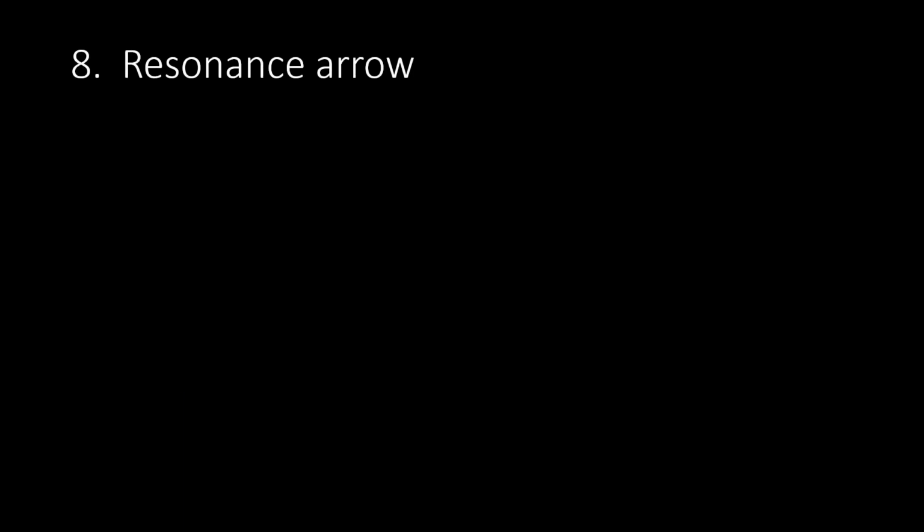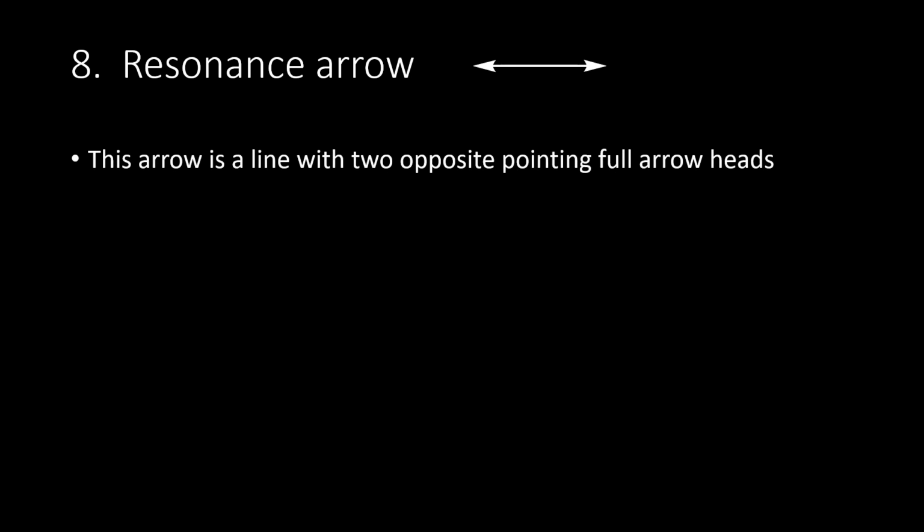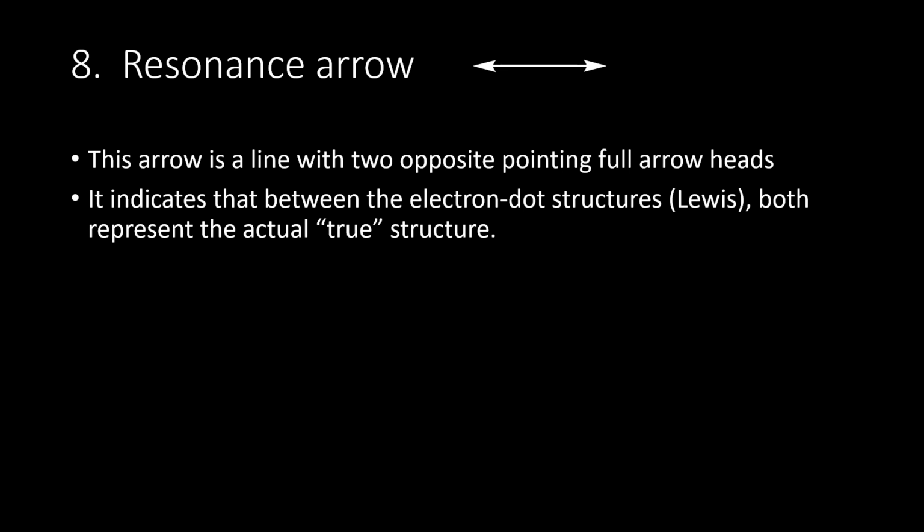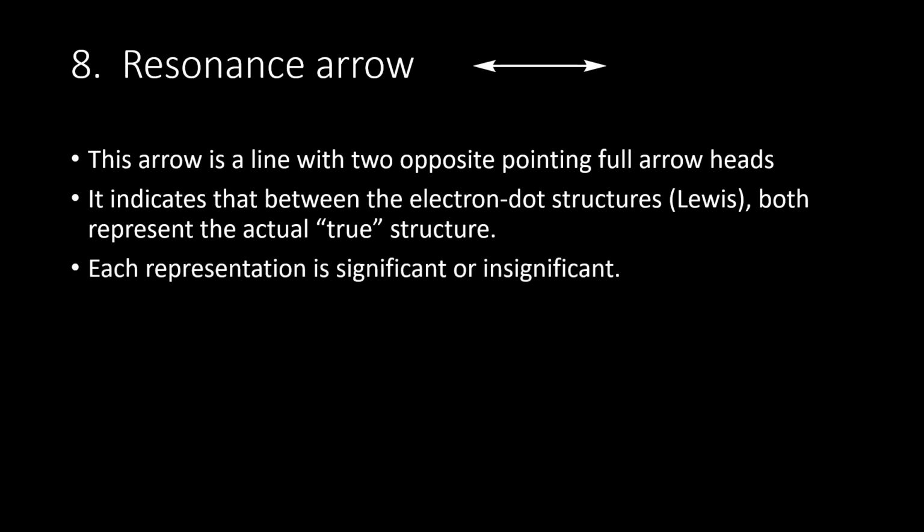Number 8. This is the resonance arrow. This arrow is aligned with 2 opposite full arrowheads. It indicates that between the electron dot structures, or Lewis structures, both represent the actual true structure of the molecule. Each representation is either significant or insignificant.